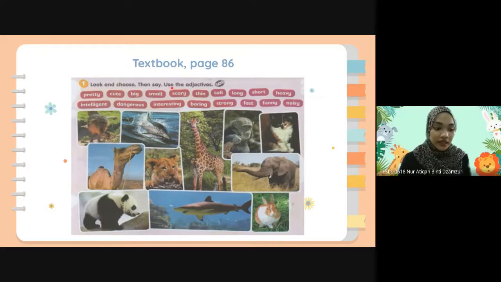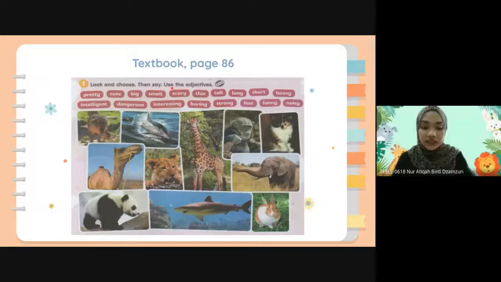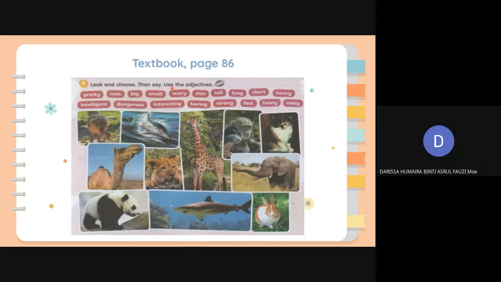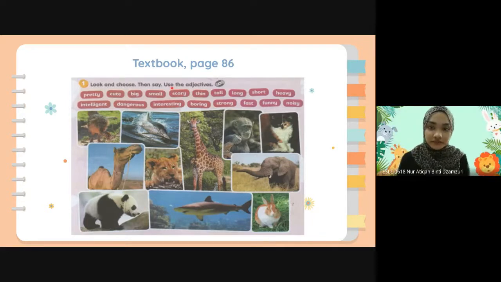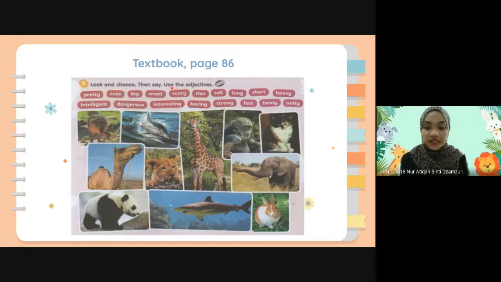Okay. Now, look at the top of the page. Tengok kat atas sekali tu. The orange one. Let's play. What are the pictures and words that you can see? Kitten. What is the meaning of kitten? Anak kucing. Very good.